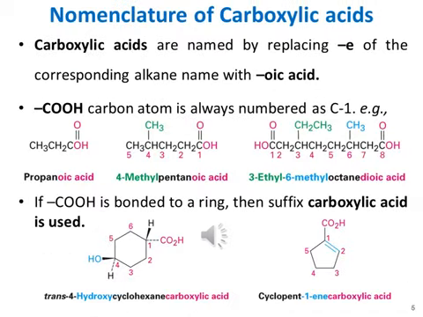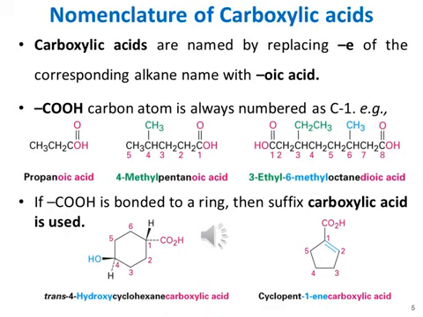As far as the naming of the carboxylic acids is concerned, carboxylic acids are named by replacing the E of the corresponding alkane name with the oic acid. For example, here on this slide, you may see propanoic acid. Its name is derived from propane, as propanoic acid contains three carbon atoms, and we know that the three carbon alkane is called propane. So from the propane name we are dropping the E and replacing it with oic acid. So the name becomes propanoic acid.